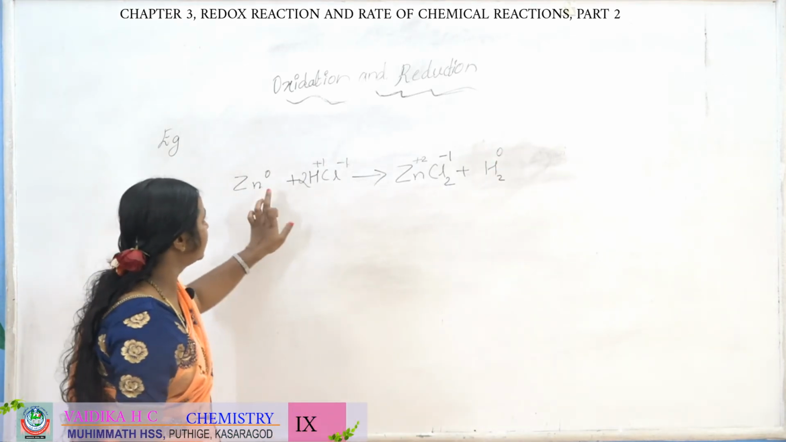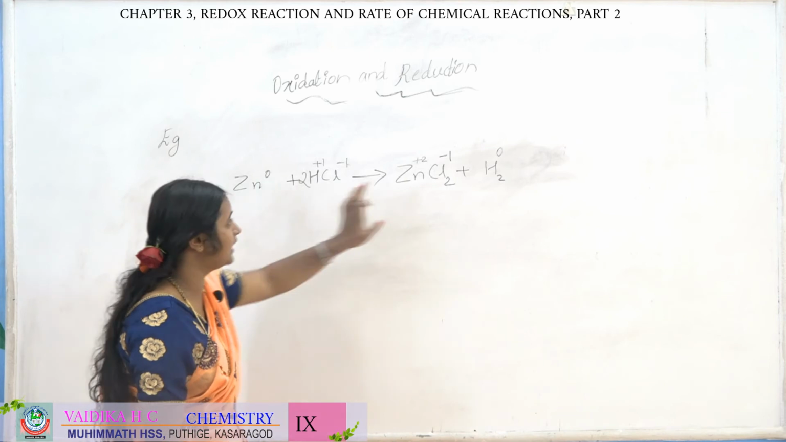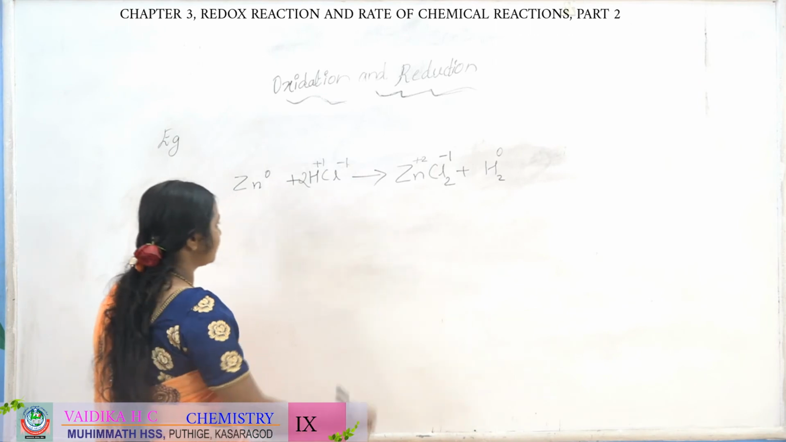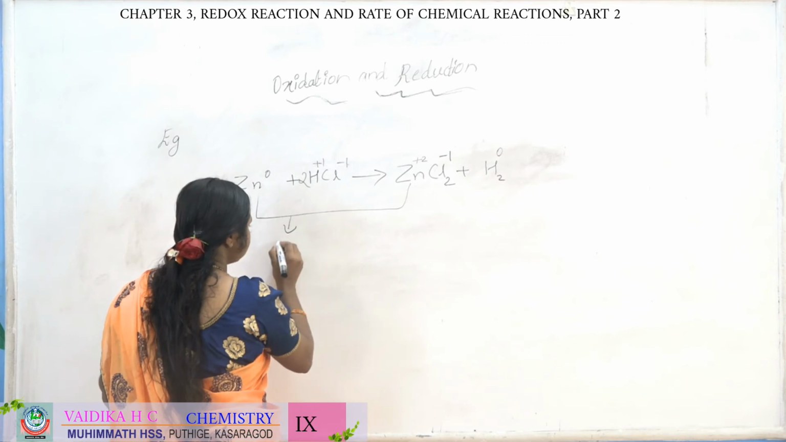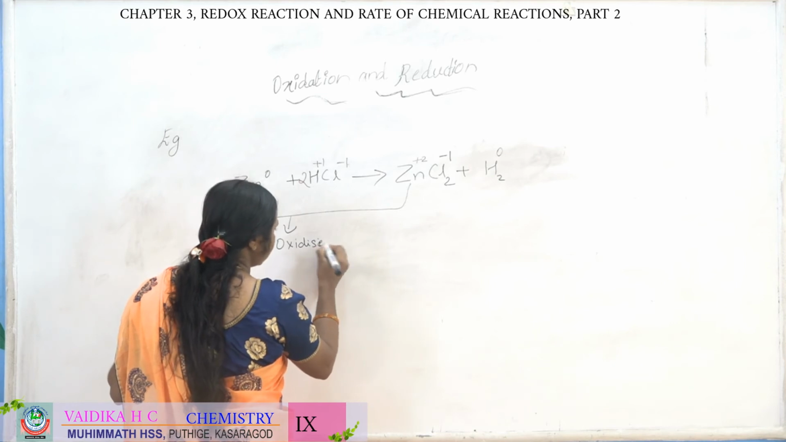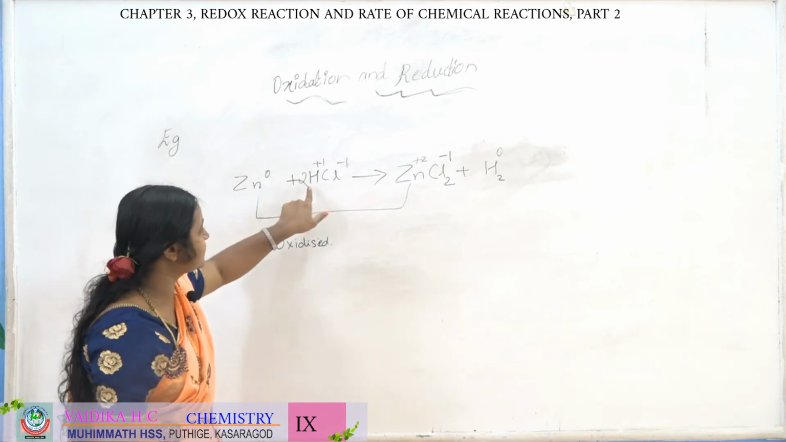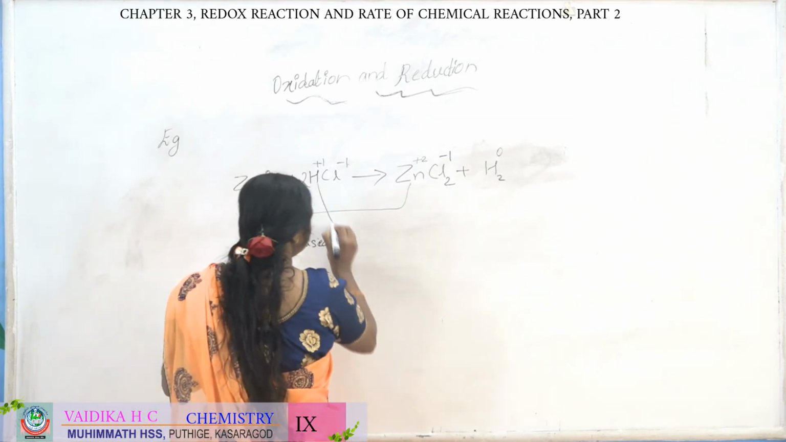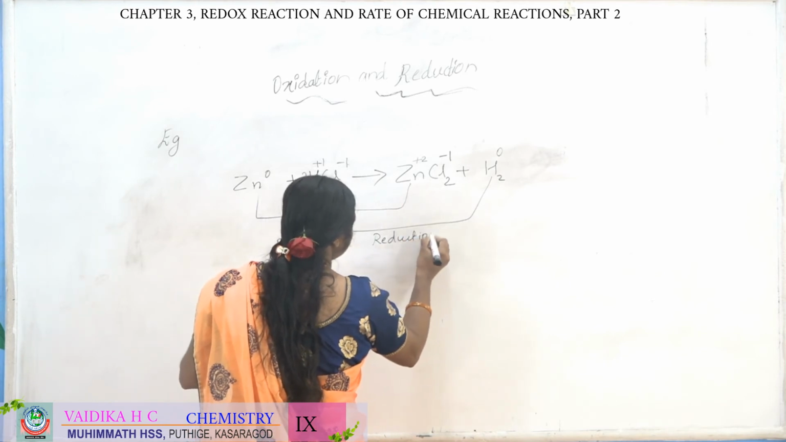Here let us see the oxidation number of zinc. Zinc has 0 oxidation number here, but here zinc has +2 oxidation number. So what happens to the zinc? Zinc was oxidized, which means its oxidation number is increased. Now look at the hydrogen. It has +1, but here 0. So it is reduced.